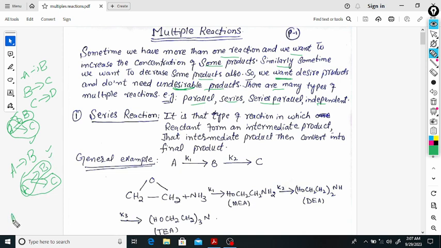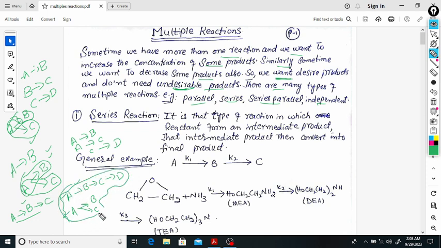Sometimes A is converting into an intermediate B, and this intermediate B again converts into C. So this is a series reaction. Sometimes there is a series parallel reaction. For example, A is converting into B, A is converting into C, while C is converting into D. So here you can see A, C, and D are in series. But here you can see that A is converting into B, but A is also converting into C. So B and C are in parallel. So this is a parallel reaction, this is a series reaction, and these two reactions together are called the series parallel reaction.